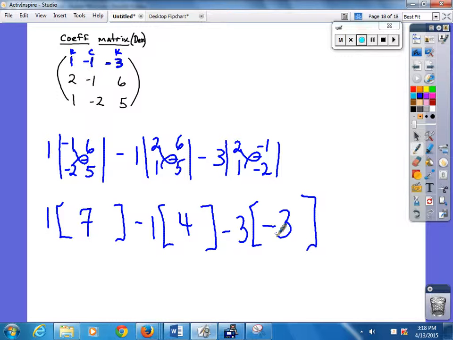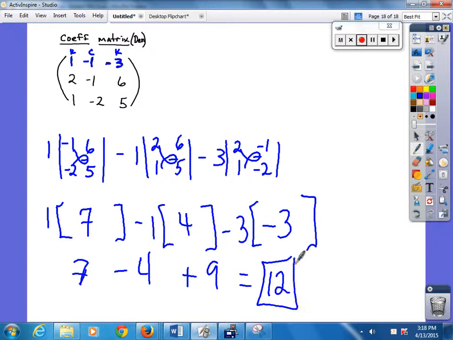Negative 7 minus 4 plus what? 7 minus 4 is 3. 3 plus 9 is 12. So 12 is our what? Denominator. Write that down.